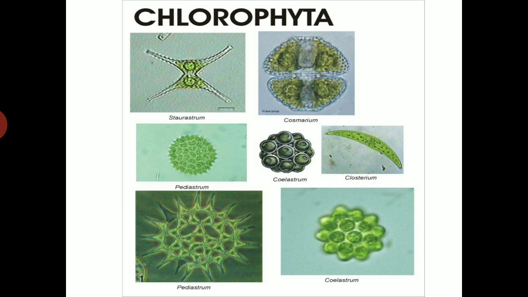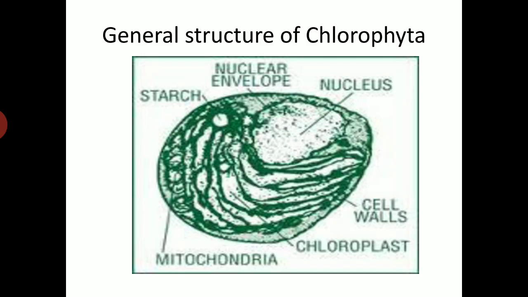Now I am going to explain the cell structure of chlorophyta. The protoplast in almost all members of chlorophyta is surrounded by a distinct and fairly rigid wall, which is the secretion product of the protoplast.